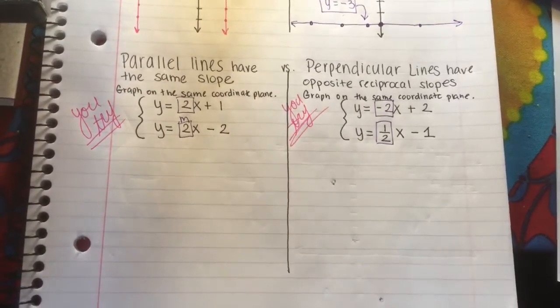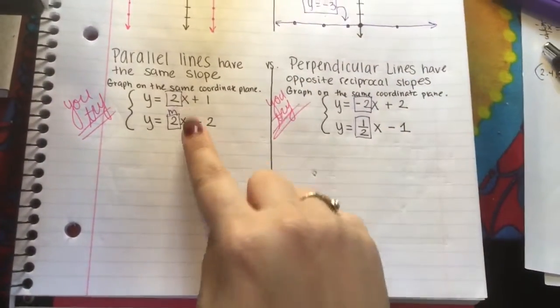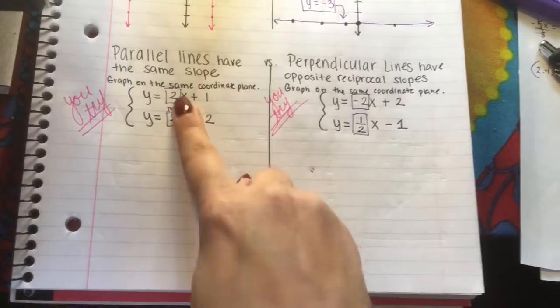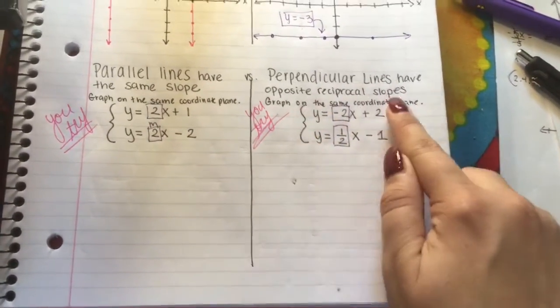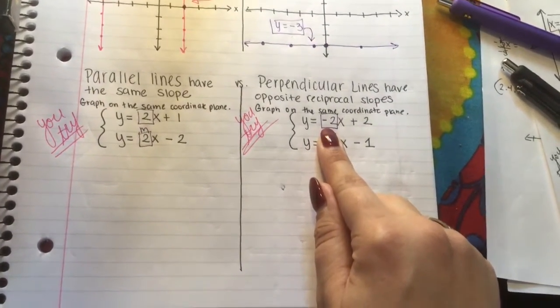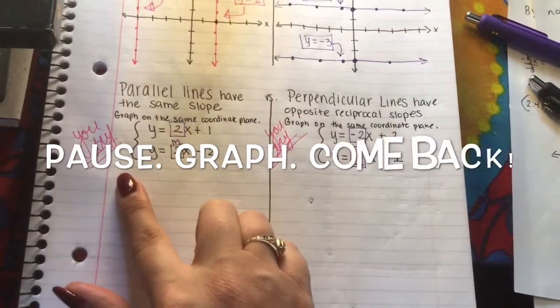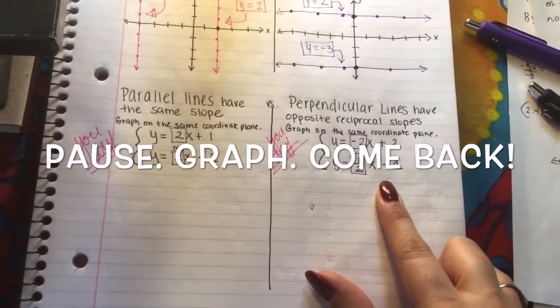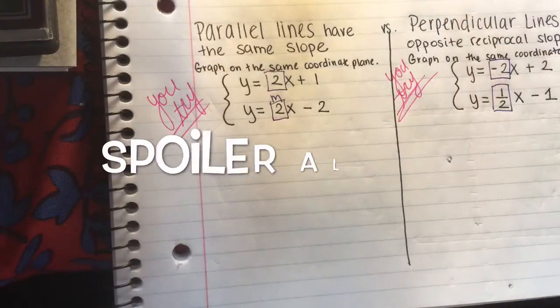The last thing we'll look at today is parallel versus perpendicular lines. Parallel lines have the exact same slope, so notice how both of these slopes are 2. Perpendicular lines have opposite reciprocal slopes. So notice how the first slope is -2 and the opposite reciprocal of -2 is +1/2. Go ahead and pause the video here. Graph the parallel lines on their own coordinate plane and the perpendicular lines on their own coordinate plane.